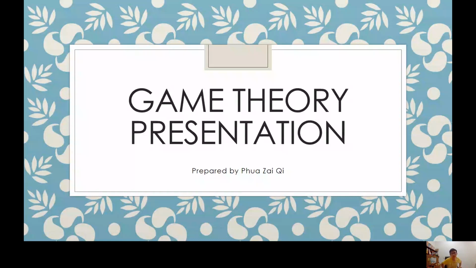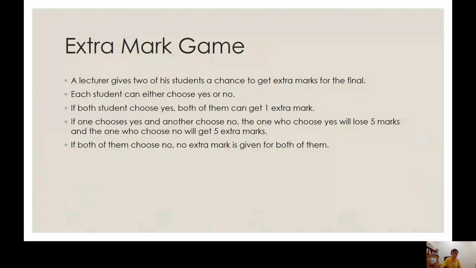Next, let's start from the game that I chose. The game that I chose is the extra mark game. In this game, a lecturer is giving two of his students a chance to get extra marks for the final. Each student can either choose yes or no. If both students choose yes, both of them get one extra mark. If one chooses yes and another chooses no, the one who chooses yes will lose 5, while the other one will get an extra 5 marks. If both of them choose no, no extra mark will be given.